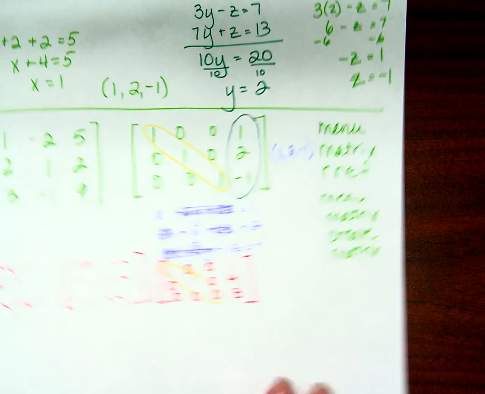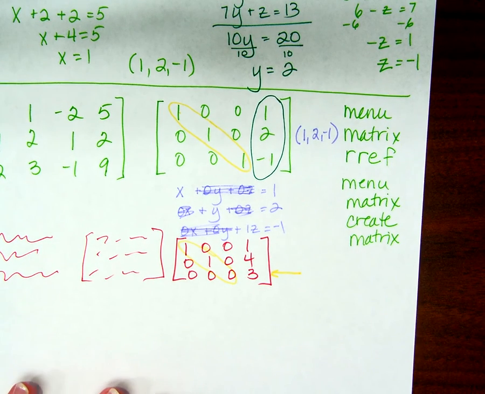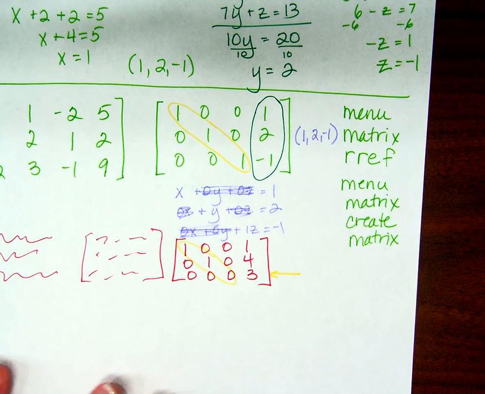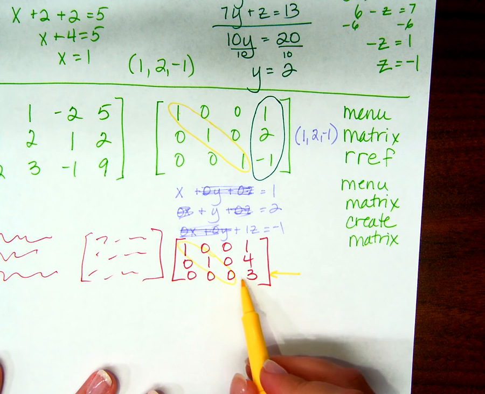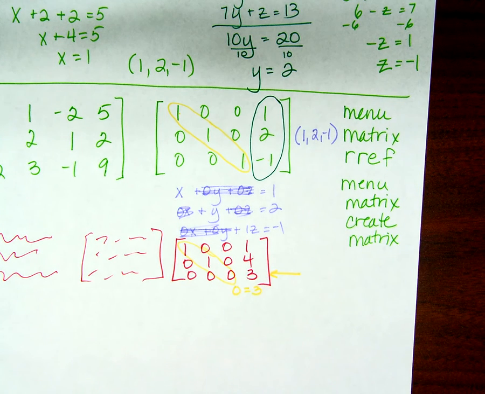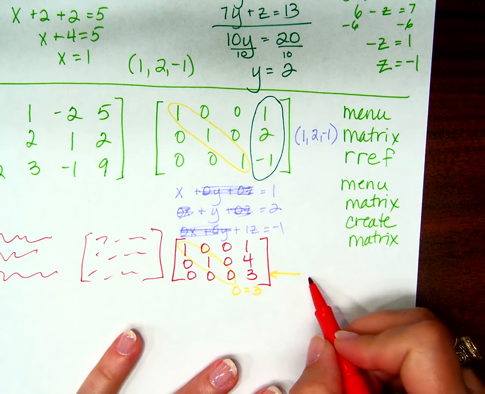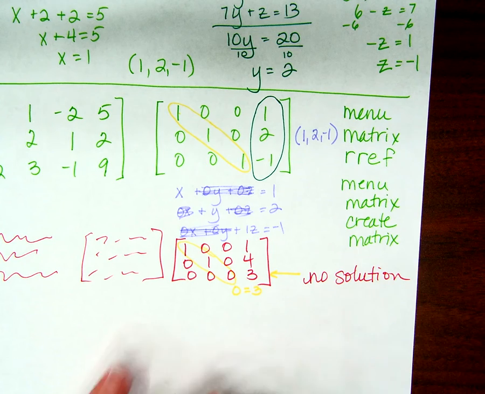When it doesn't have a diagonal of ones, go look at the last row. The last row is going to tell you what the answer is. If I converted this back, it would be 0 plus 0 plus 0 equals 3, right? So 0 equals 3. Does 0 equal 3? Will 0 ever equal 3? Then what's my answer? No solution. Does everybody understand that?